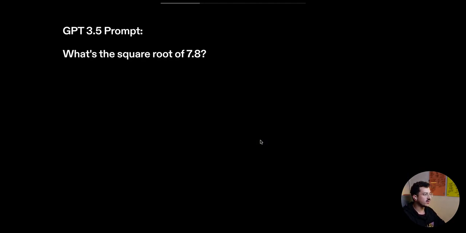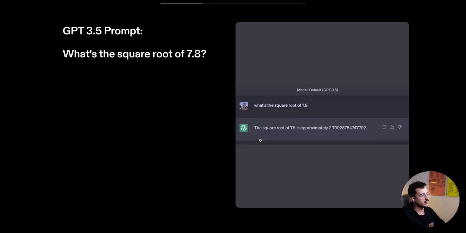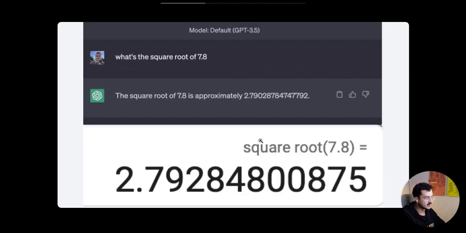Here's another interesting one. What's the square root of 7.8? So you ask that, and then this thing says it's approximately 2.7902878, whatever, right? I don't have a calculator, but if you show me that, that sounds correct. I might even just copy and paste that and use it for whatever I was gonna use. Here's the thing. That's not correct, right?